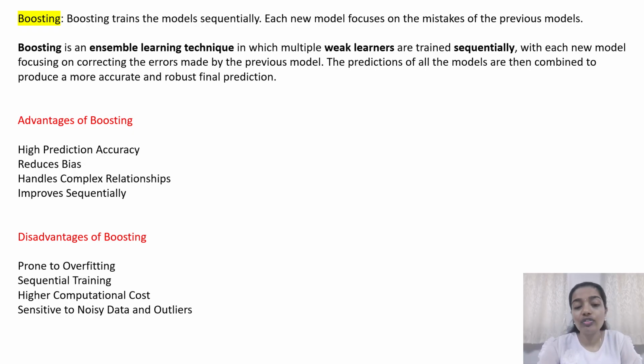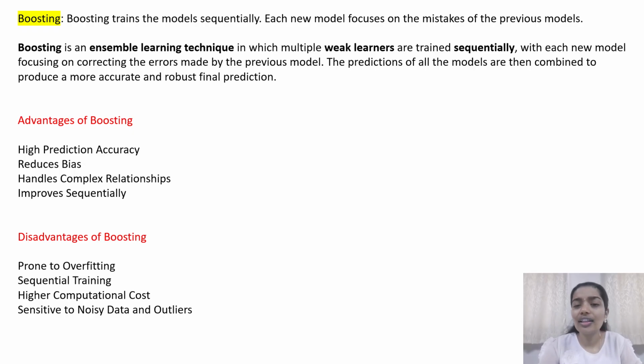Then it is sensitive to noisy data and outliers. It may happen that one model, due to outliers, gives some predictions, and then the second model is again focusing on the errors of the first model. So when there are outliers present in the data, boosting gets affected, or we can consider this a disadvantage of boosting. So this was all about boosting.